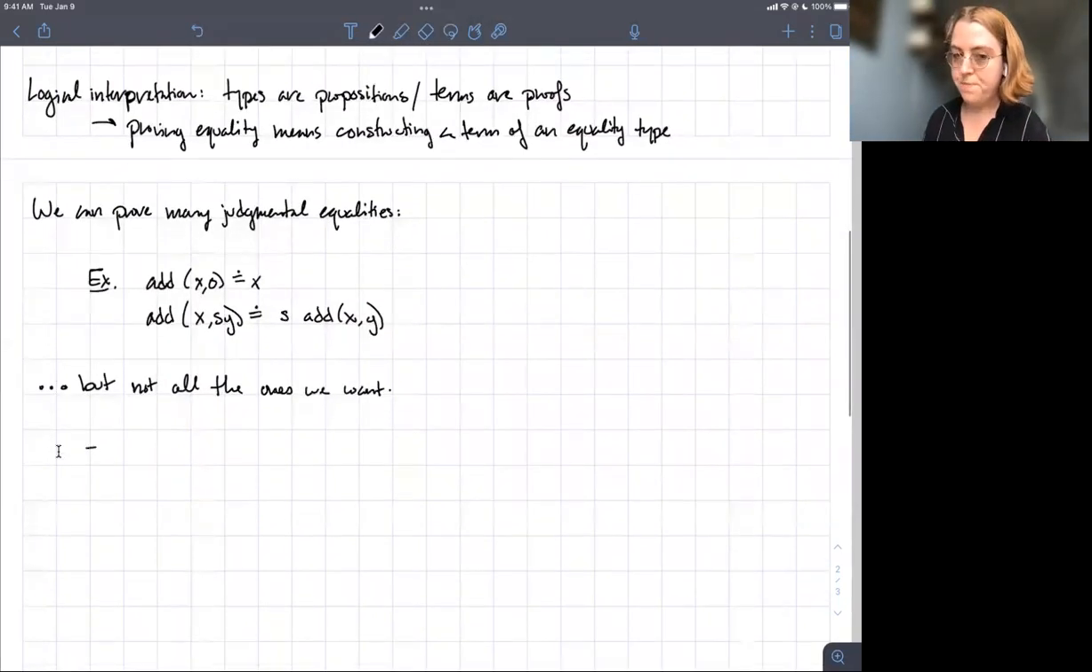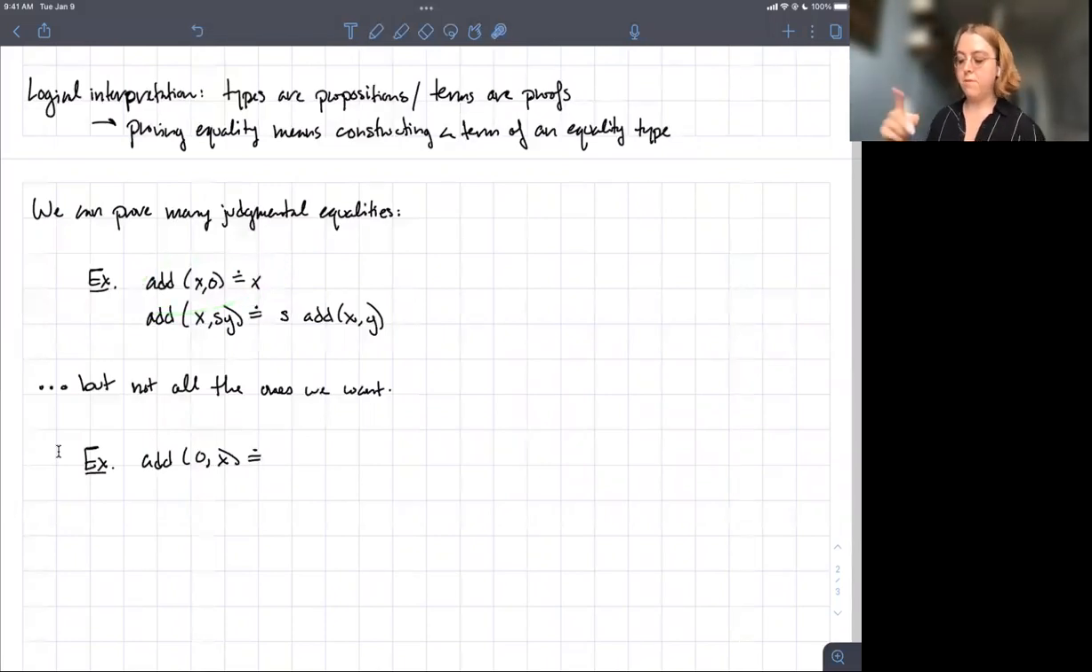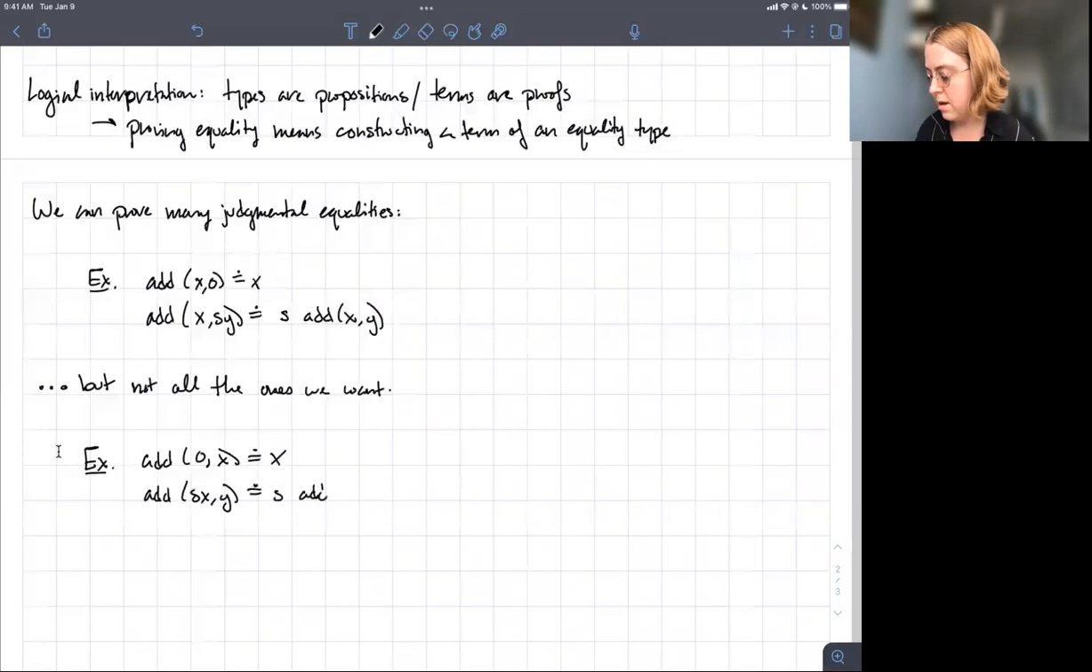So for example, we cannot prove that add 0 x, the previous one but reversed, is x, and we cannot prove that this is the successor of add x y. We can't prove it the other way around. And the reason is, if we want to prove this, let's think about this one.